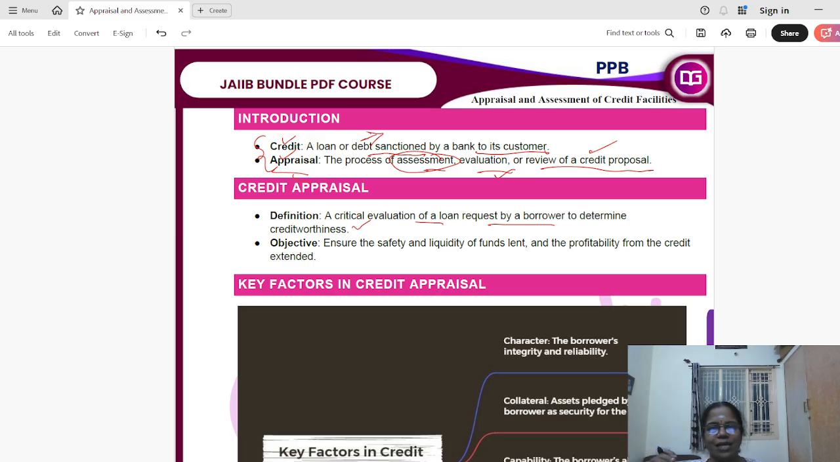If the customer does not have the ability to repay the loan amount, it will be difficult to recover it from the customer, and that will be a big task for the banker. That is the appraisal. Now, what is the main objective? Safety and liquidity. Already we have discussed in the principles of lending: safety, liquidity, profitability.